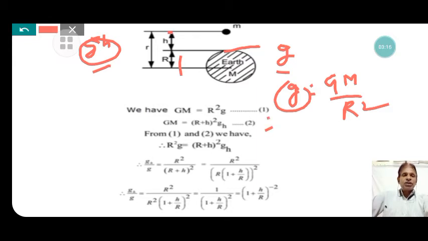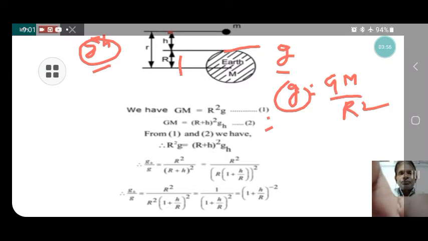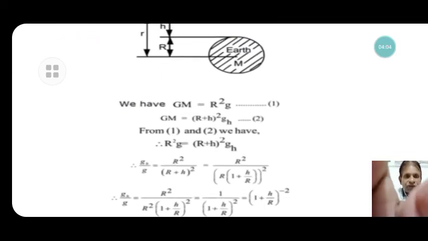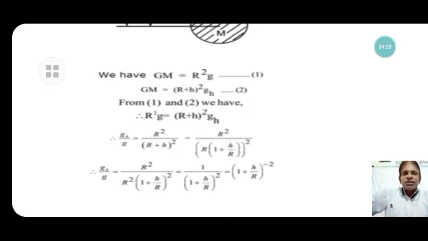Now equation 1 and 2, to compare, dividing we get g by g_h. g, the acceleration due to gravity at the surface of the earth, over g_h, the acceleration due to gravity at the height h, is equal to (R plus h) square by R square. So g_h by g is equal to R square by (R plus h) square.